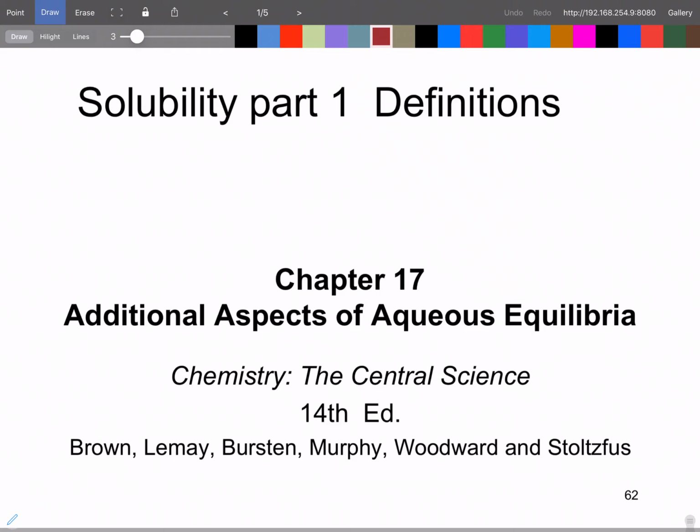Part of the second half of chapter 17, which has the solubility in it. This will start exam 4B.